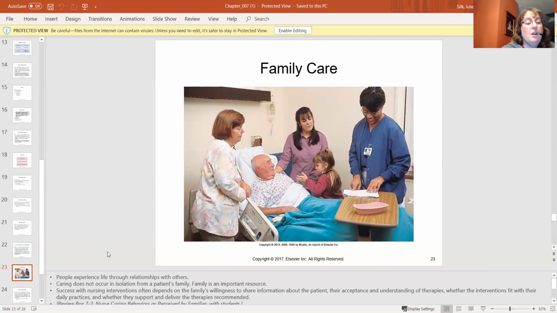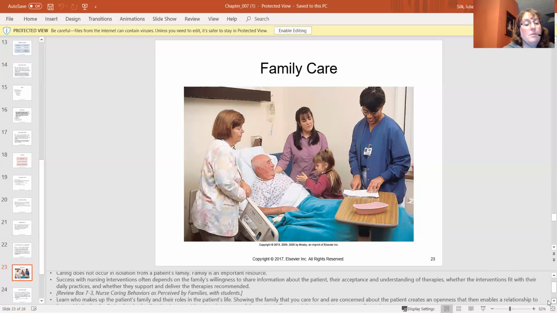So with family care, people experience life through relationships with others. Caring does not occur in isolation from the patient's family. Family is an important resource. Success with nursing interventions often depends on the family's willingness to share information about the patient, their willingness and understanding of therapies, whether the interventions fit with their daily practices, and whether they support and deliver the therapies recommended.